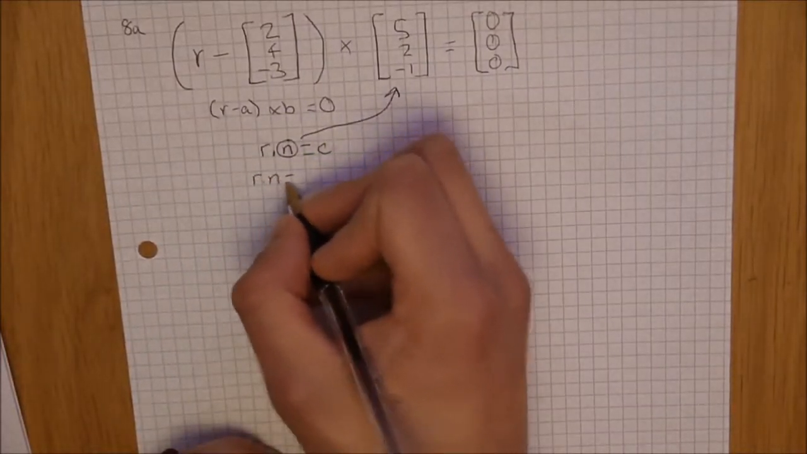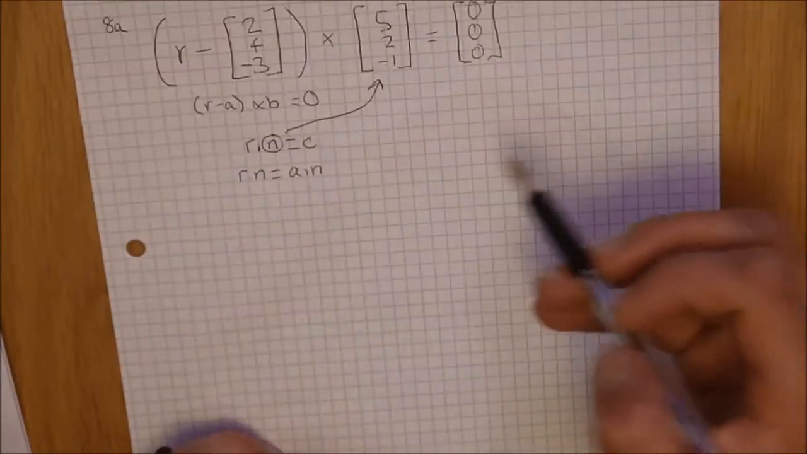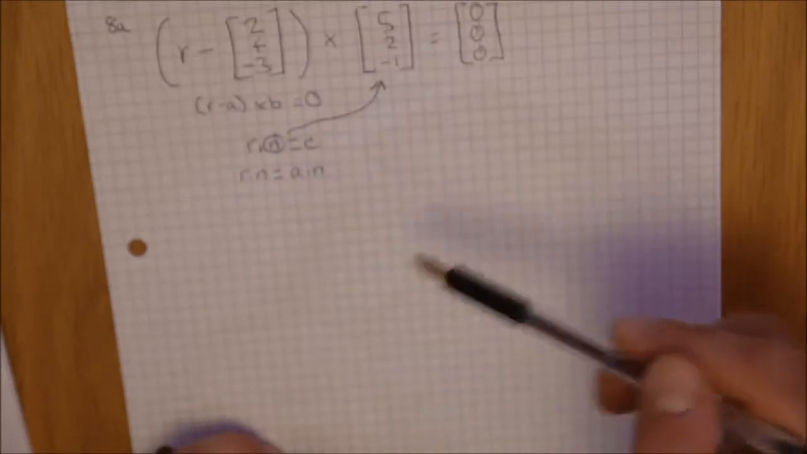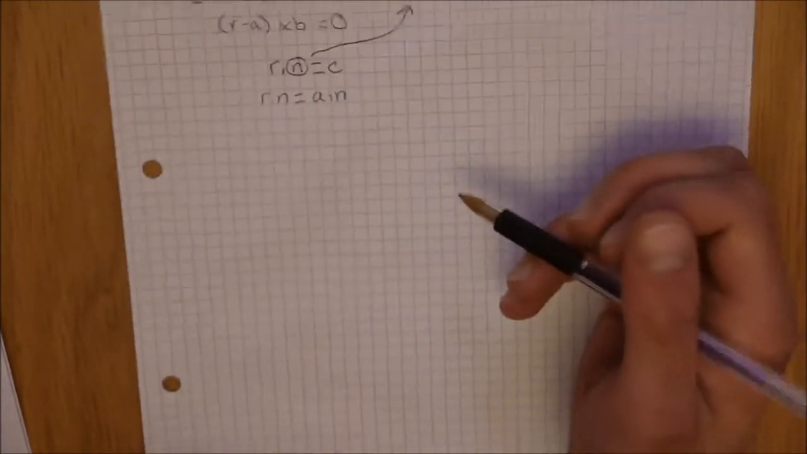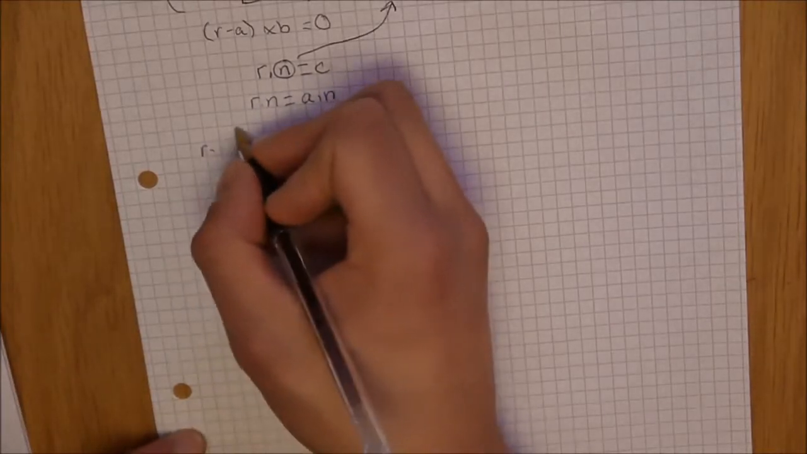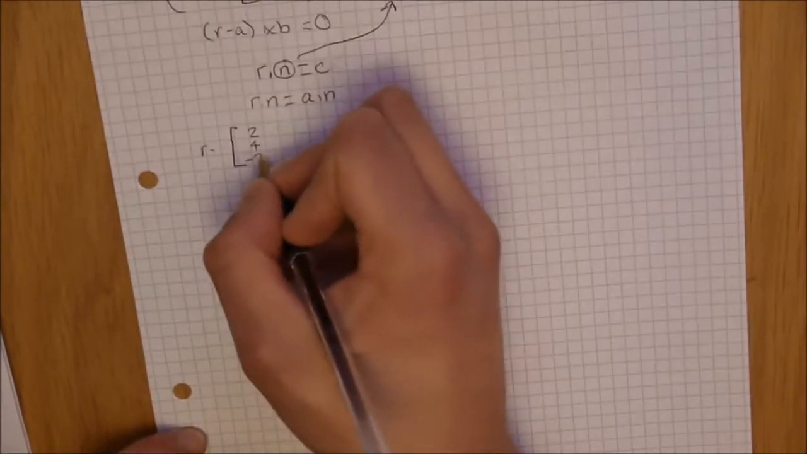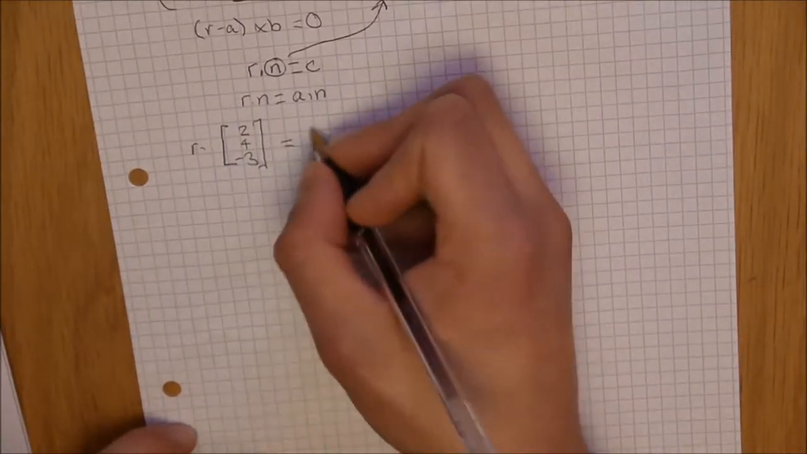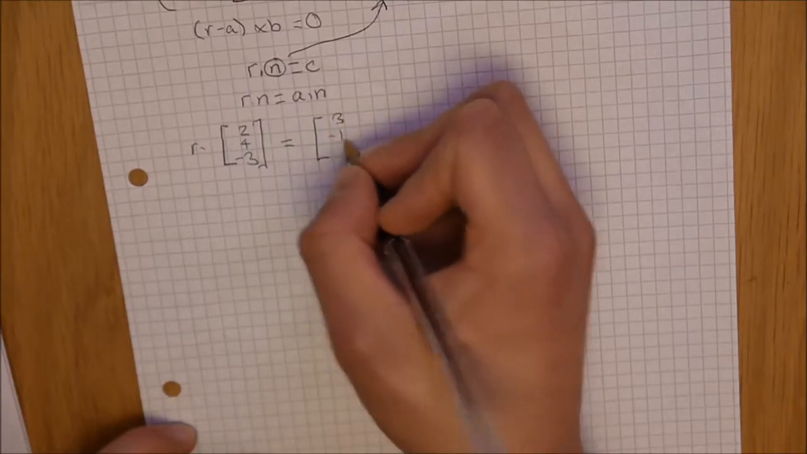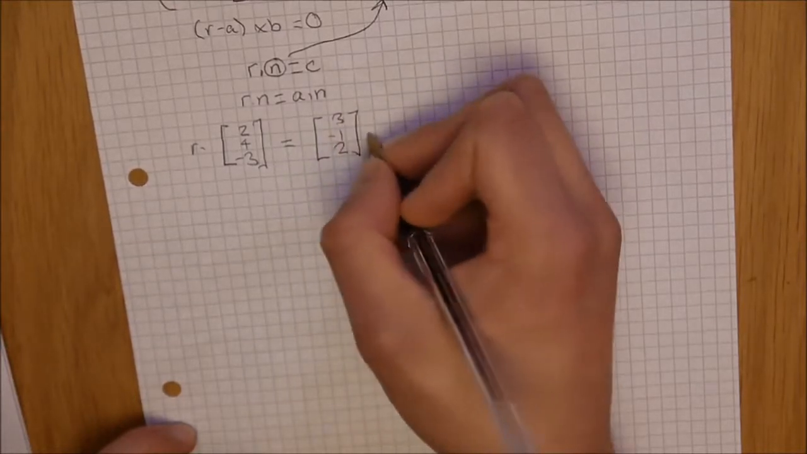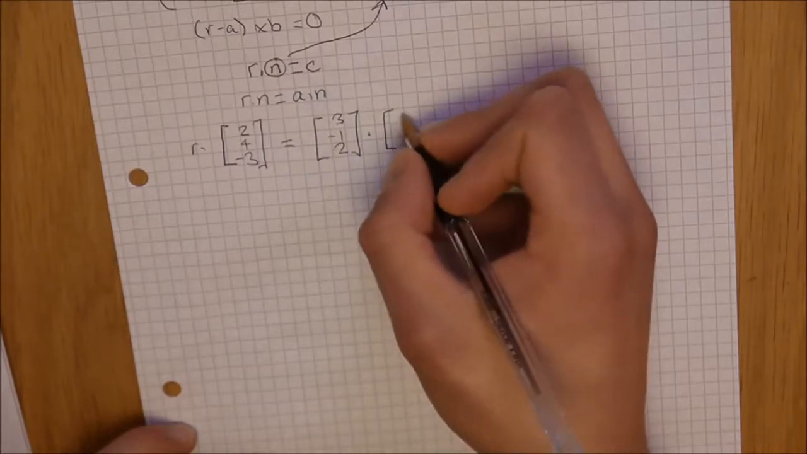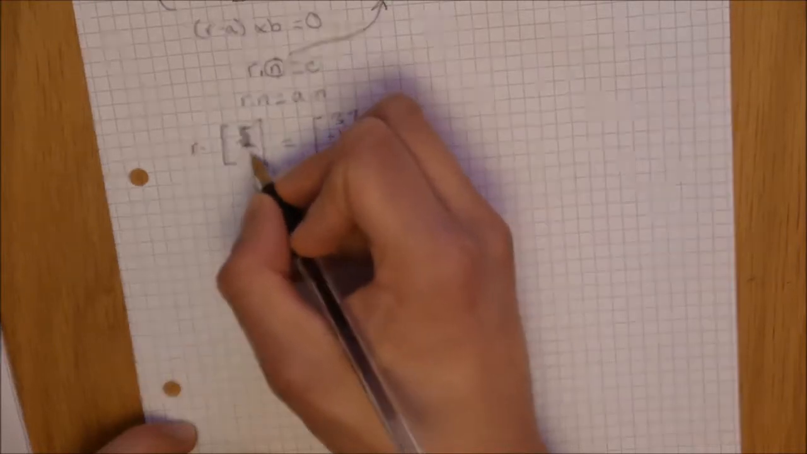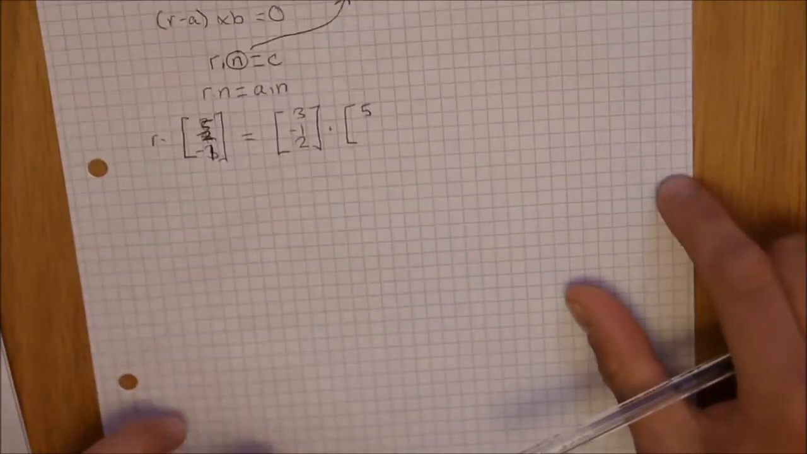r dot n is equivalent to a dot n, as c is equivalent to the dot product of the perpendicular vector and the point (3, minus 1, 2). So all we have to do is write r dot (2, 4, minus 3), as that is our perpendicular vector slash direction vector, equals (3, minus 1, 2) dot product with (5, sorry, that should be (5, 2, minus 1). My fault for not reading the question properly.